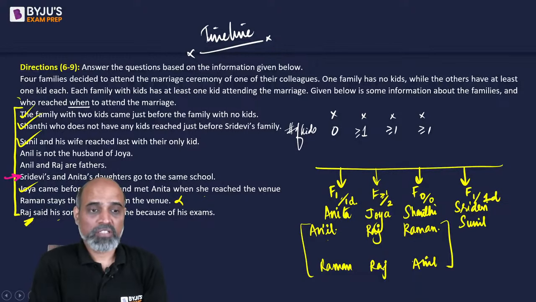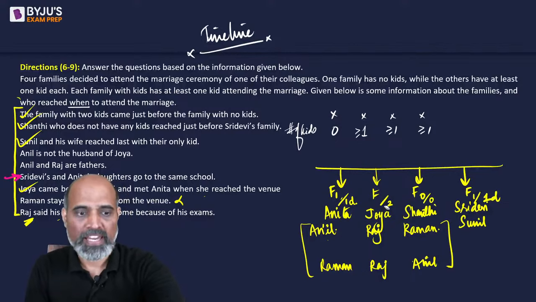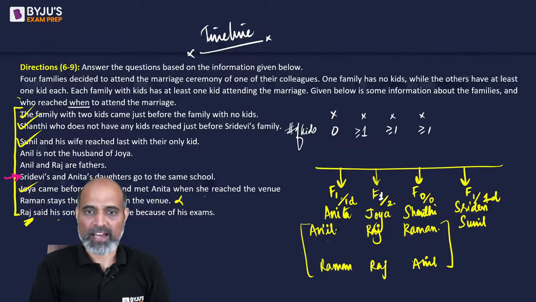So what? Raj said his son could not come because of his exam. So Raj has at least 2 children necessarily, so that one of the children did not arrive and one child he came with. Right? So Zoya's husband will be Raj, so that they have 2 kids, right? And one kid only arrived at the venue. Only one of the two came. And out of these 2, they have one son and one daughter.